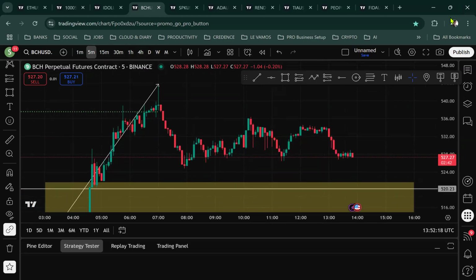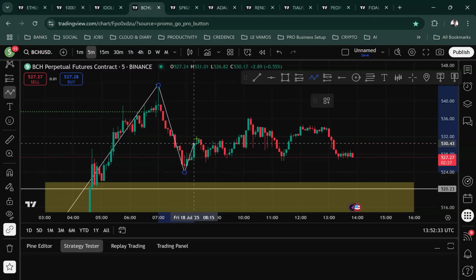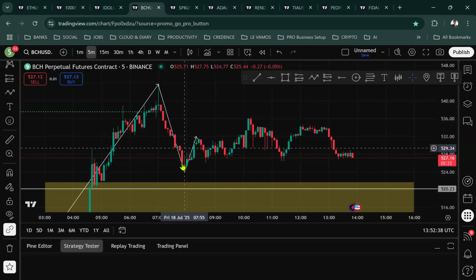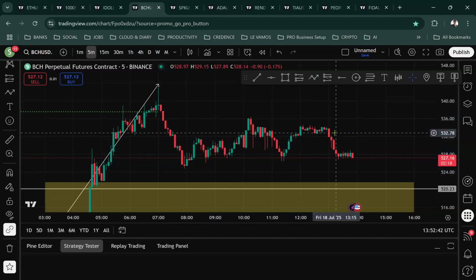So in the 5 minutes, draw the structure. No, for the 5 minutes... Price visited the zone on 5 minutes, 1 hour. There is no structure, no? On 5 minutes there is no structure, right? So if you go back to the 1 hour.